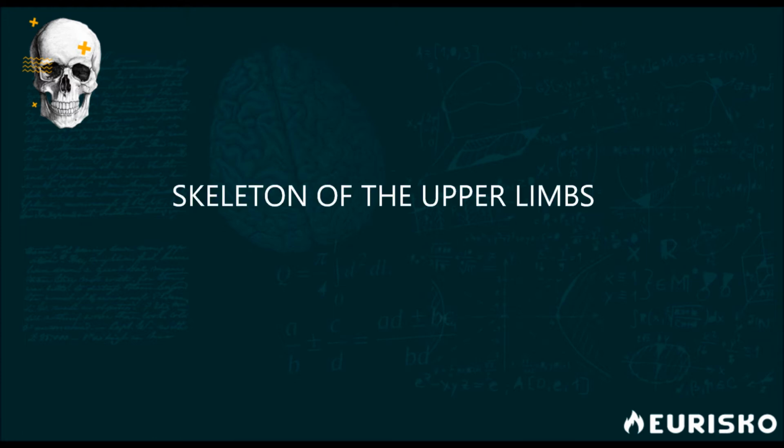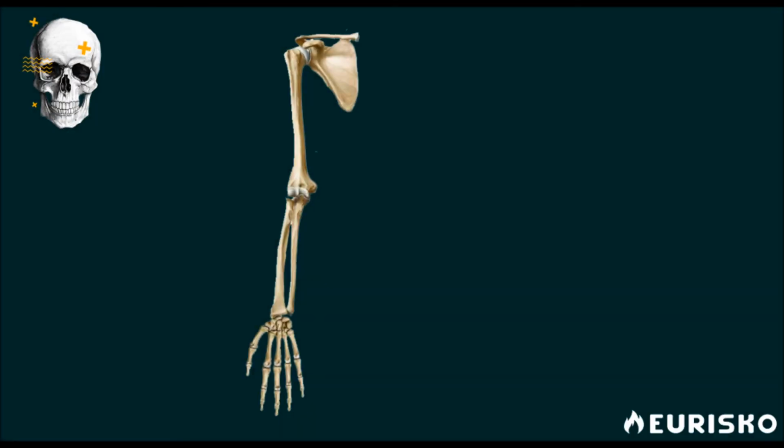The topic is the skeleton of the upper limbs. Upper limb bones are divided into the girdle and a free part. The girdle includes two bones, the scapula and the clavicle. Let's start with the last one, the clavicle.